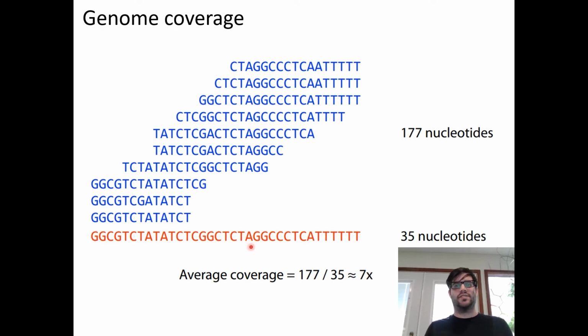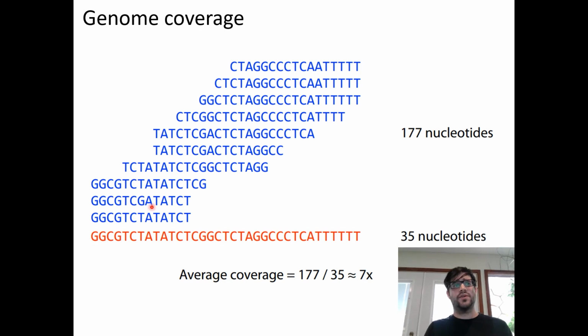Here we can count a total of 177 nucleotides for this 35 base pair fragment, so this would be an average of 7x coverage. If we look at any given position, let's say this T here, we have it represented 1, 2, 3, 4, 5, 6, 7 times. So in general, each base pair would be sequenced an average of 7 times.